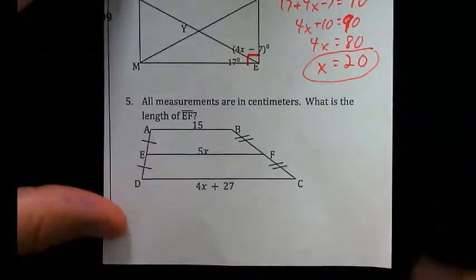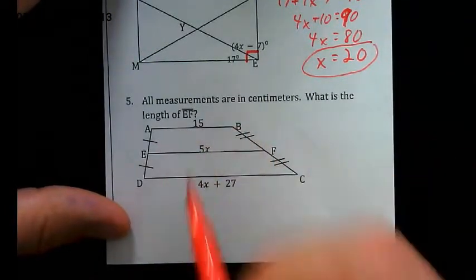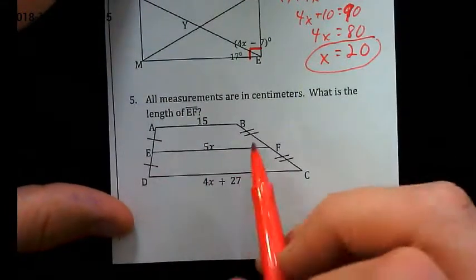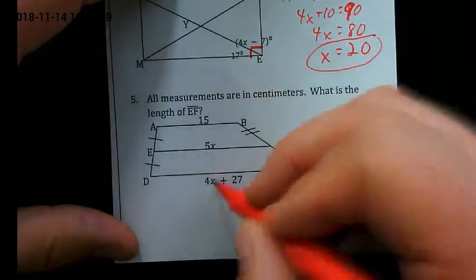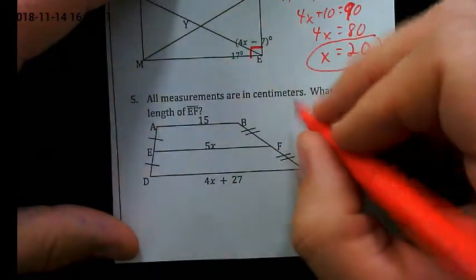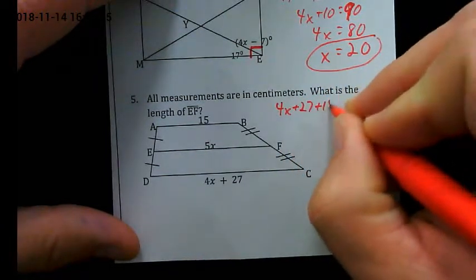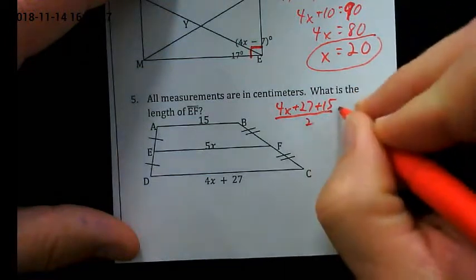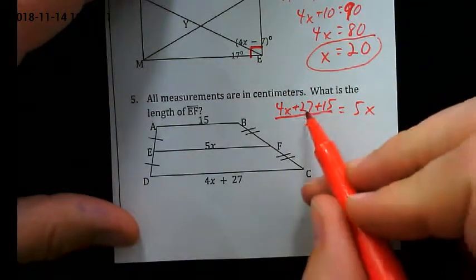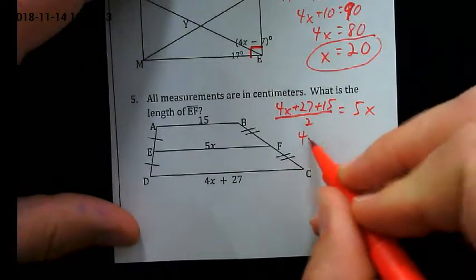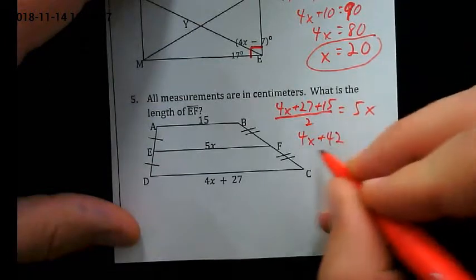On number 5, all measurements are in centimeters. What is the length of EF? This one's almost exactly like the first one. You have to average the bases. So 4x plus 27 plus 15 divided by 2 equals 5x. 27 and 15, if you add those two together, you would get 42.